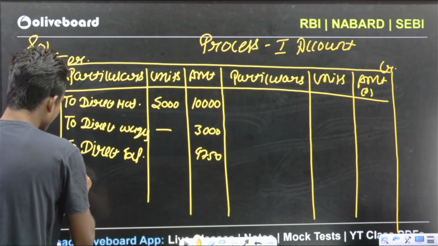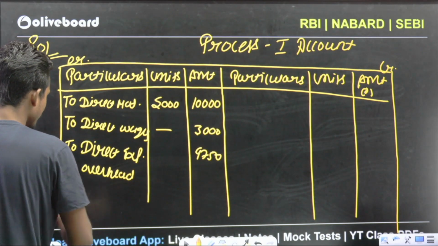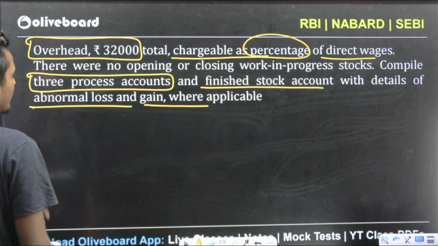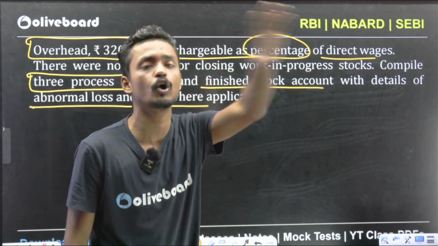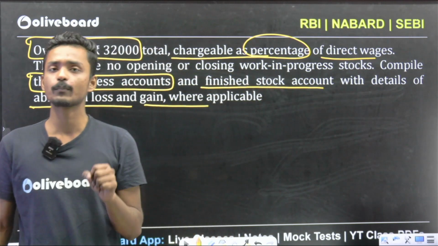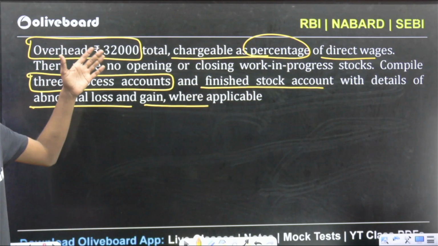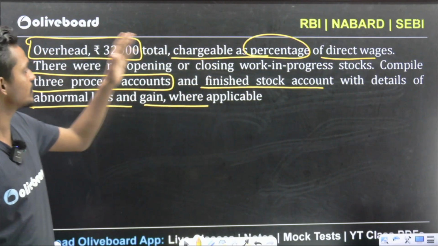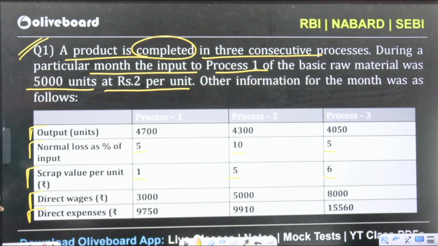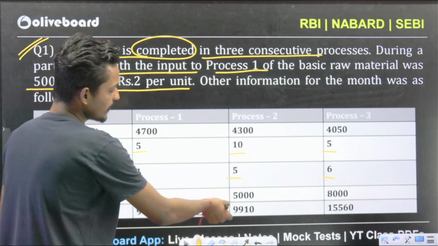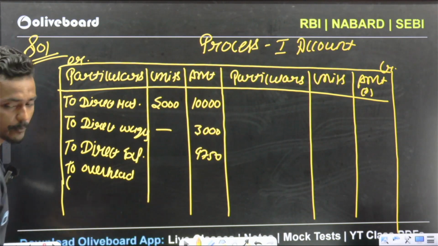And again I have some overhead, and in relation to the overhead I have one specific point related to apportionment. Now this 32,000 of overhead is related with all the processes of the account. Now how will we apportion this overhead? The question is saying this overhead is related with the percentage of direct wages. Now what is the percentage of direct wages? Like 3%, 5% or 8% over here.